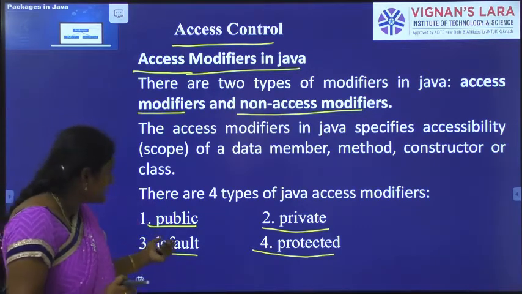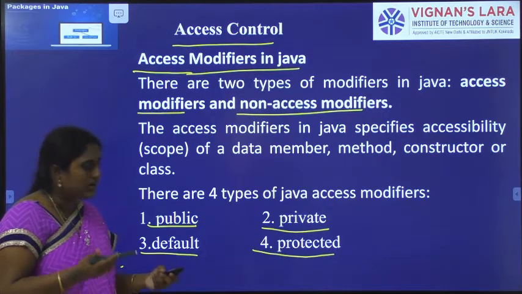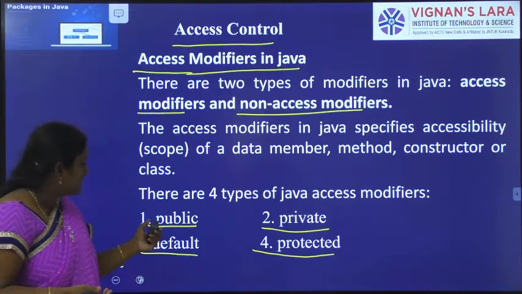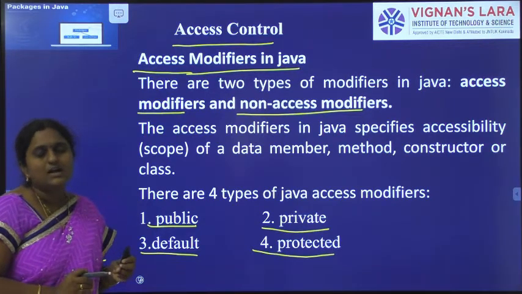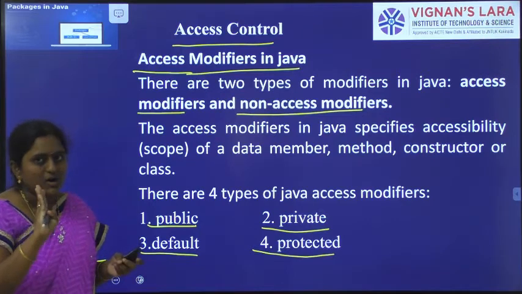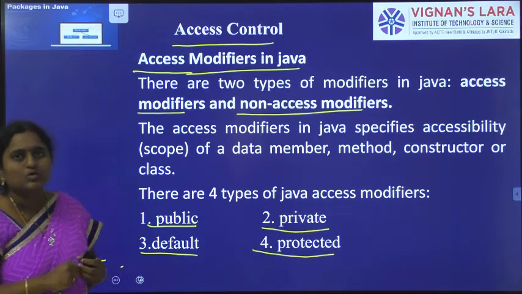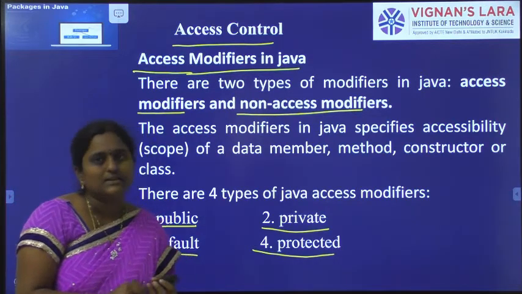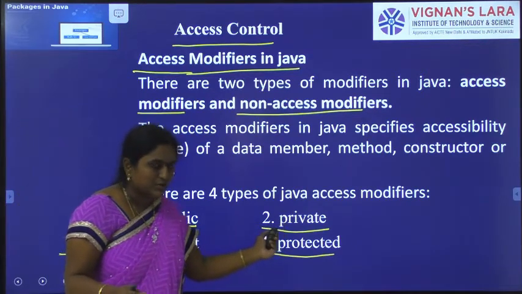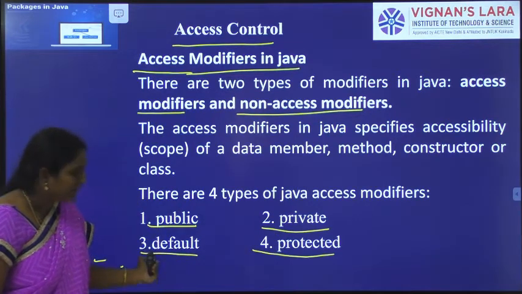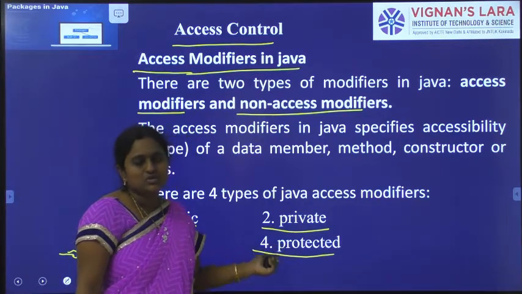So in Java it can be categorized into four types: public, private, default, protected. These four are known as access modifiers, and these four are keywords. Finally, Java supports four access modifiers: public, private, default and protected. According to the naming rules, a keyword's first letter should start with a lowercase letter: public, private, default, protected, all start with a lowercase letter because they are keywords.